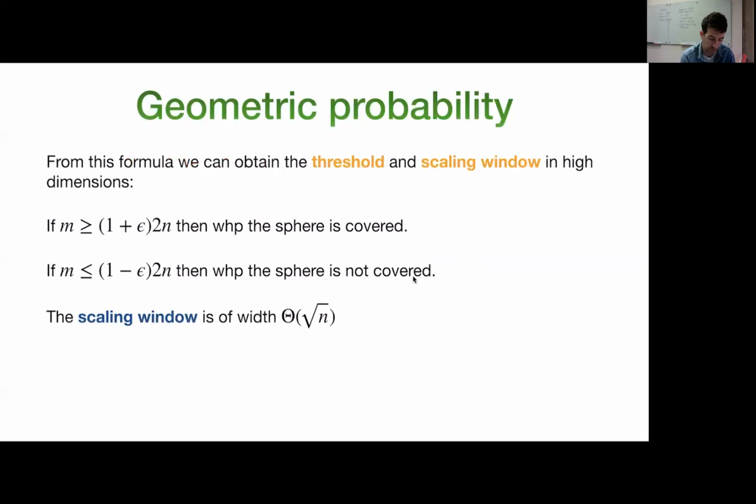If m is a little bit bigger than 2n, then with high probability, as n goes to infinity, the whole sphere is covered. And if m is less than (1 minus epsilon) 2n, then with high probability, the sphere is not covered. There's uncovered points on the sphere. And from this formula, you can even read off the scaling window. So how many hemispheres do you need to add to send the probability of coverage from epsilon to 1 minus epsilon? That's on the order of square root n. And if you know about random constraint satisfaction problems, you'll know that we basically know no results about scaling windows there. And so this is really a special problem here, this hemisphere coverage problem.